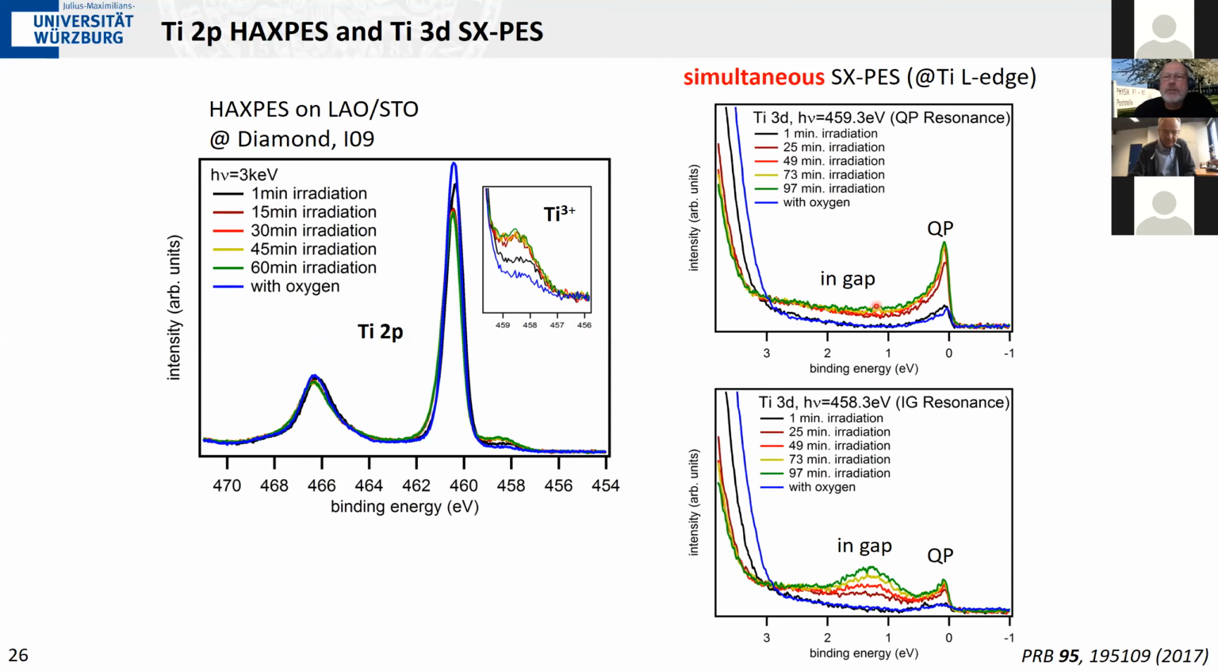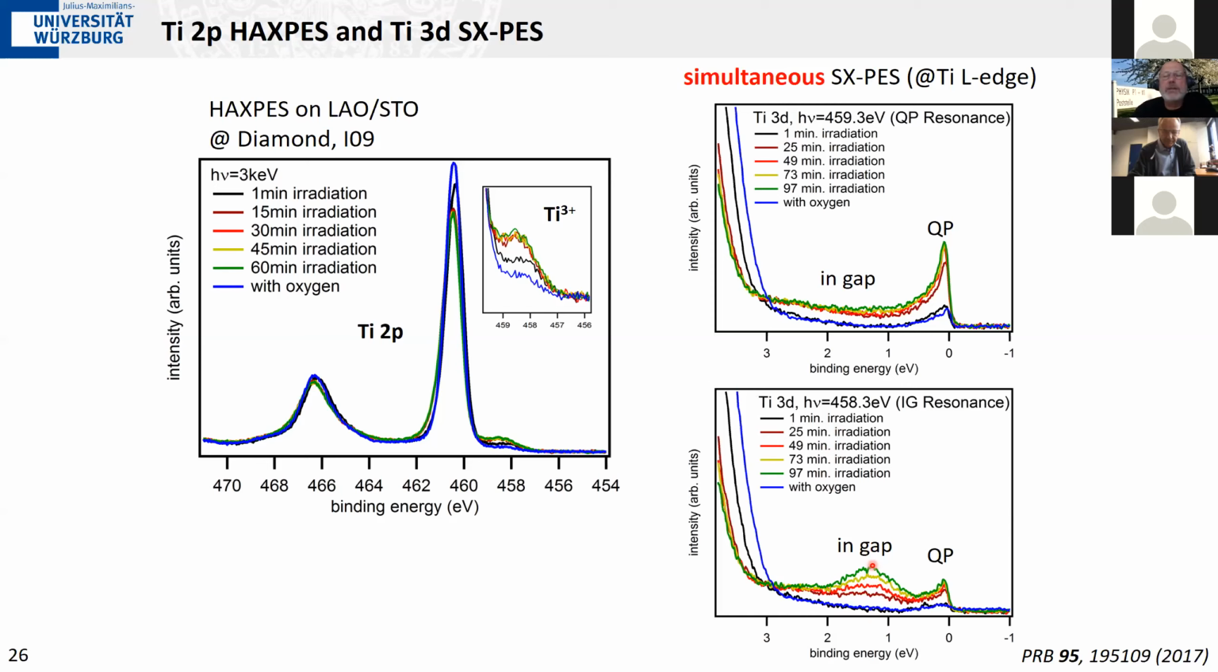We do not see much here for the in-gap state, and that's simply because we are working at the quasi-particle resonance, which is most sensitive to this energy region. We can, of course, change the photon energy to be more sensitive to the in-gap region. And here you can see, as we go to increasing amounts of hard X-ray dosage, we create an increase in intensity of the in-gap weight, and that tells us that we create oxygen vacancies.